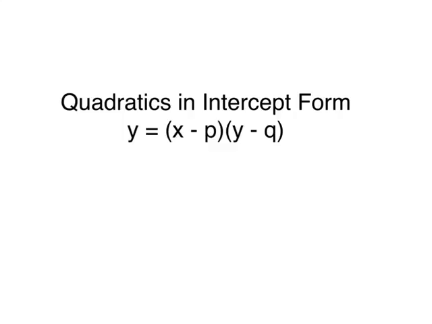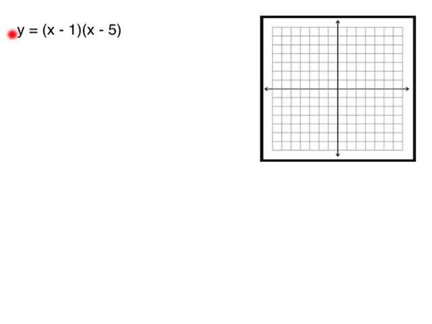Quadratic functions written in intercept form look like this. It looks like a format of the roots. The x-intercepts are the roots. This is where the parabola crosses the x-axis. This quadratic equation is written in intercept form because these are called the factors. And when you solve for the factors, you get the x-intercepts where the parabola crosses the x-axis.